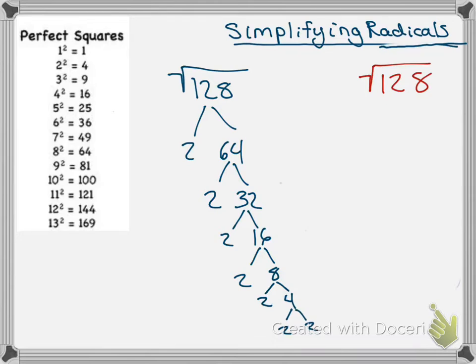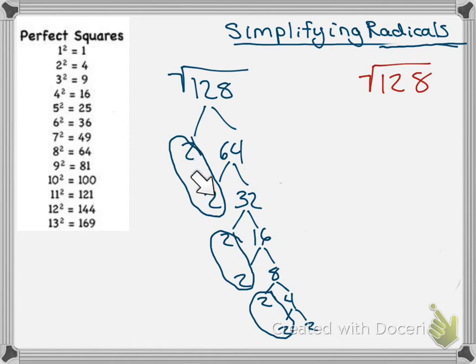And then what you do is you circle your pairs. So right here I have a pair of 2's. Now I circle another pair. Right here I have a pair of 2's. And I circle another pair. Right here, I have a pair of 2's. And then, once you've circled all of your pairs of primes, you can start pulling them out. Here's what I mean.